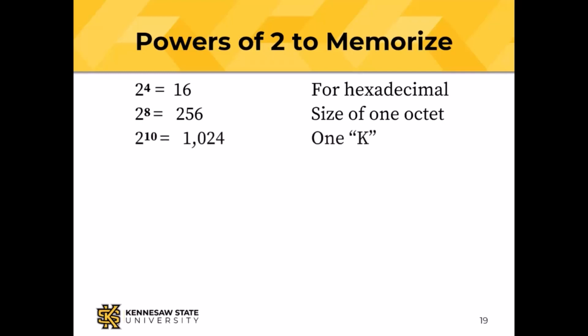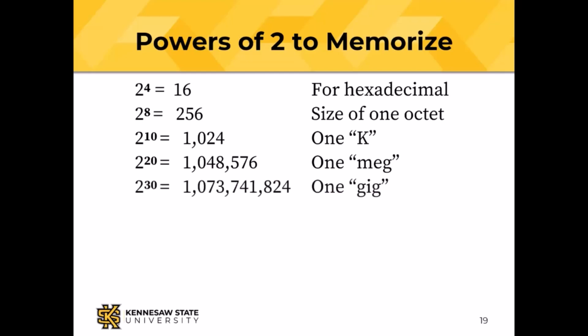2 to the 10th, 1,024, that's 1K. And 2 to the 20th, 1,048,576, that's 1 meg. And for this course, I do want you to remember 2 to the 10th is 1024. 2 to the 20th, about 1 million is enough, okay? You don't need to remember the exact number, 1,048,576. 2 to the 20th is about 1 million.